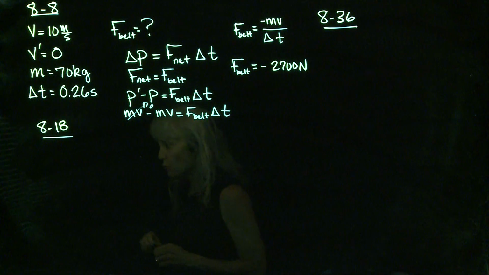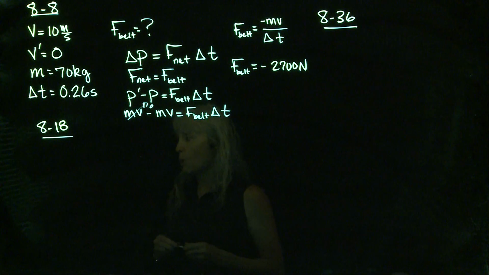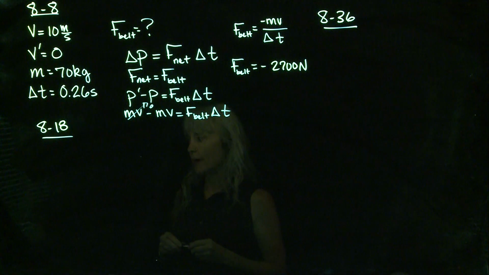Now 8.18 reads, a 0.40 kilogram hammer is moving horizontally at 7.00 meters per second when it strikes a nail and comes to rest after driving the nail 1.00 centimeters into a board. A, calculate the duration of the impact, and B, what was the average force exerted on the nail?